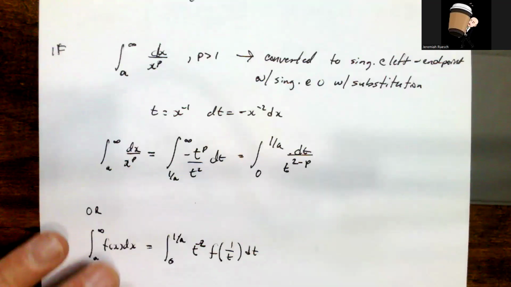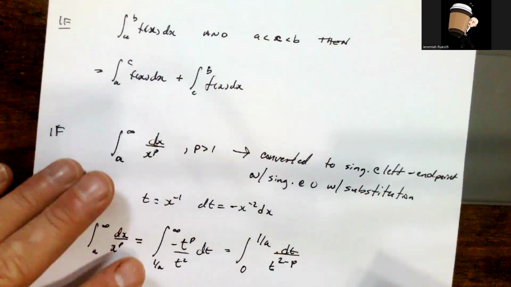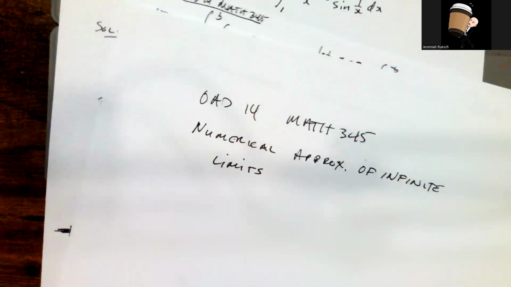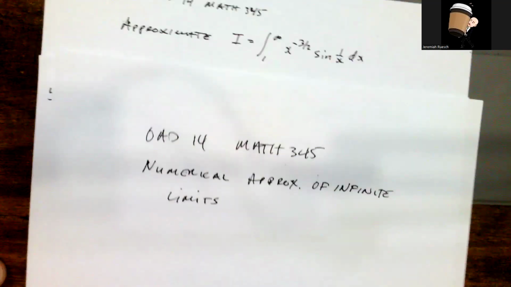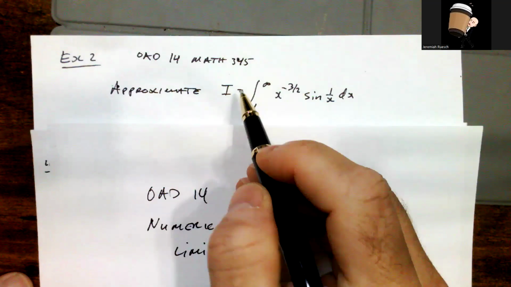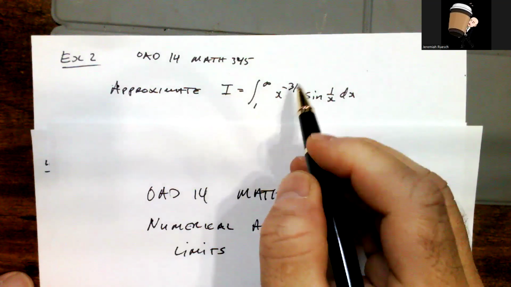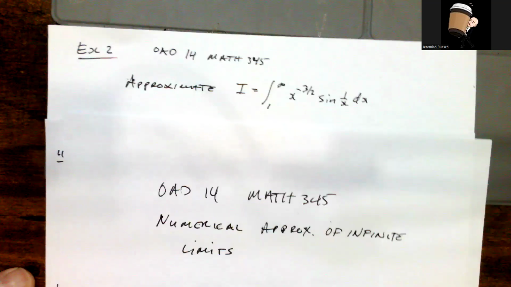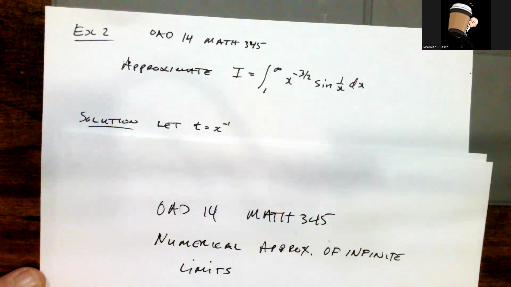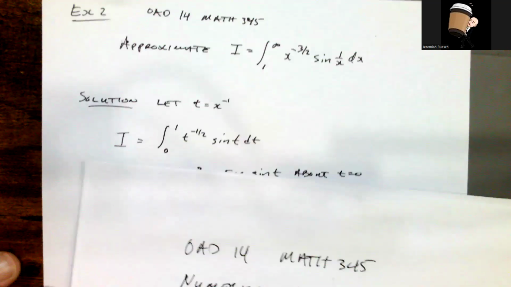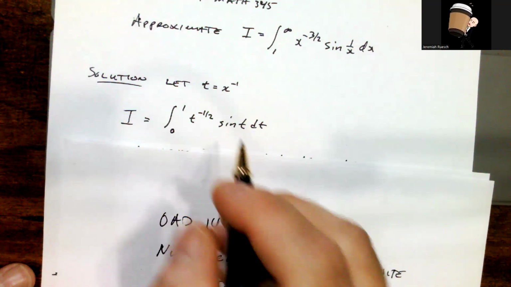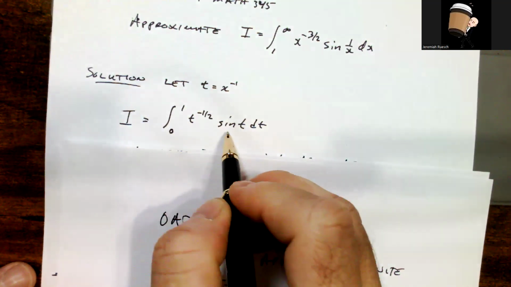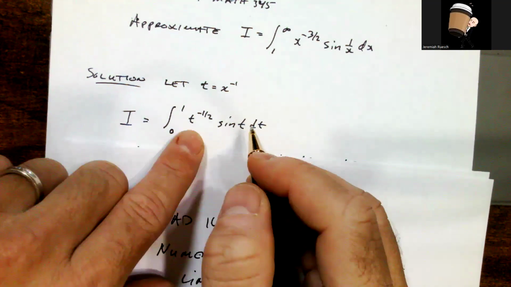Okay, so let's look at this a little bit more in the following example and consider what that might look like. So we have this approximation. We want to approximate the integral from 1 to infinity of x to the negative 3 halves times sine of 1 over x dx. Okay, so we're going to make that substitution. We're going to let t equal x to the negative 1. And if we do that, then the integral becomes from 0 to 1 of t to the negative 1/2 sine of t dt. So now this is of the form.